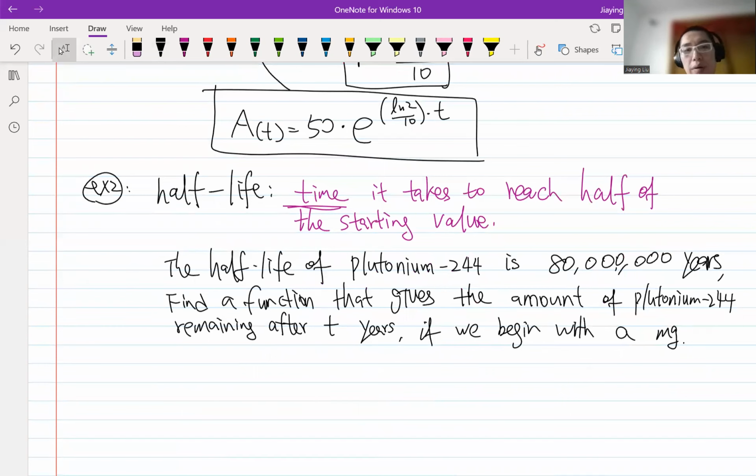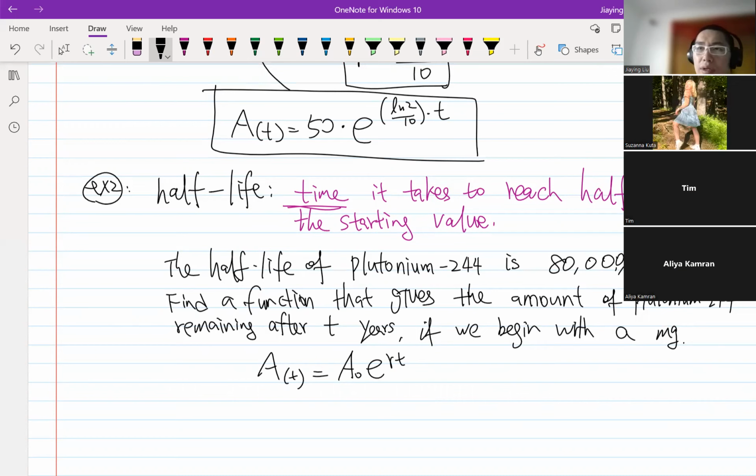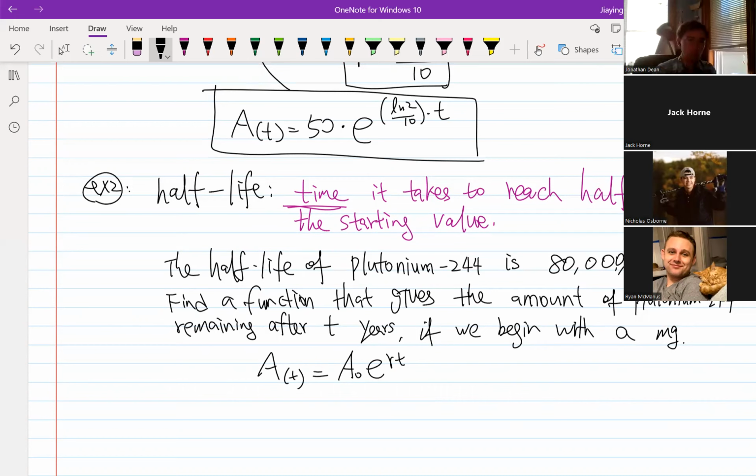Okay, so how do we solve this? Well, in this case, we're going to assume it's exponential growth. Whenever we talk about half-life or doubling time, we're always going to assume it's continuous exponential growth. So we use the same formula, A of t equals A naught e to the rt. And we don't know the decay rate. We have an initial value, which is lowercase a, and we do have the half-life, which is the time, 80 million years. So we're just going to plug in those values.